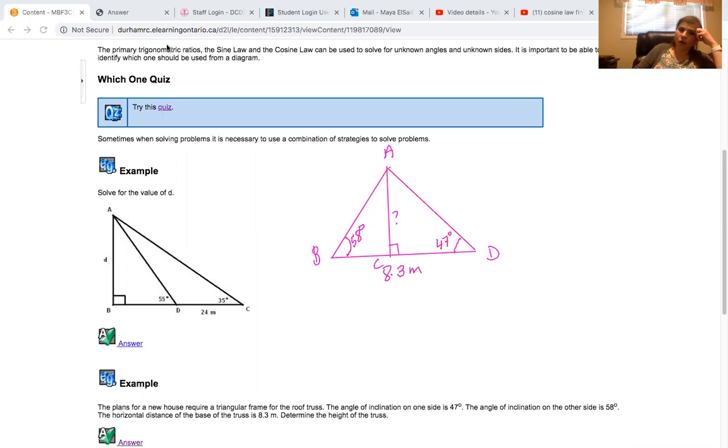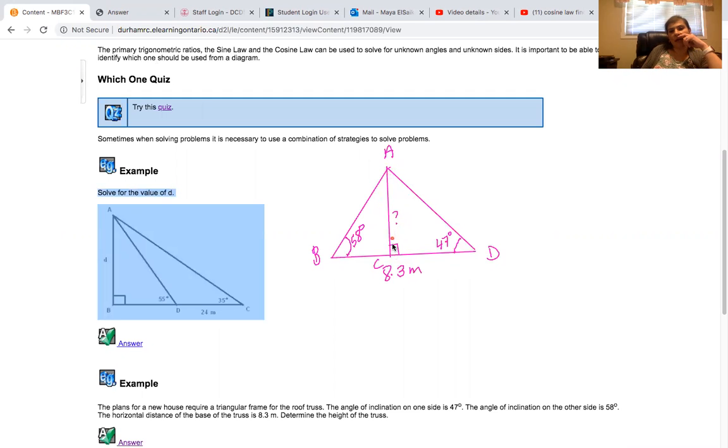I do not know what this side right here is. I don't know what side CD is, okay? I know what side BD is, but that doesn't mean I know what side CD is. So I can't use this small triangle.